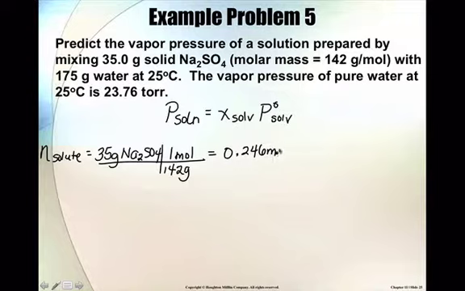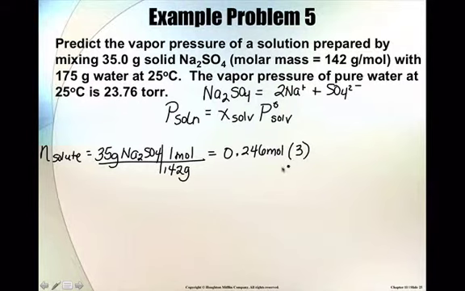0.246 moles. Because this is ionic though, I need to multiply that by the number of ions that this thing will produce. How many particles will it produce? And when that goes into solution, it's going to produce 2 sodium ions and a sulfate anion. So 3 total, which means it's going to produce 3 moles of particles for every 1 mole that goes in. So when I multiply that by 3, I get 0.738 moles of solute particles, and that's the number of moles I'm going to use for my solute.